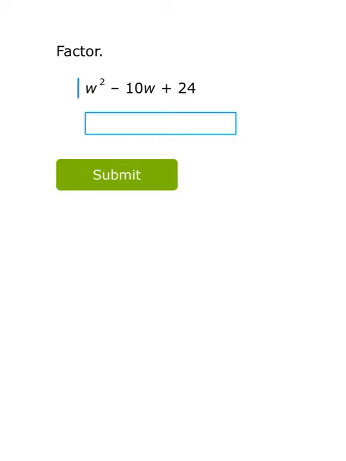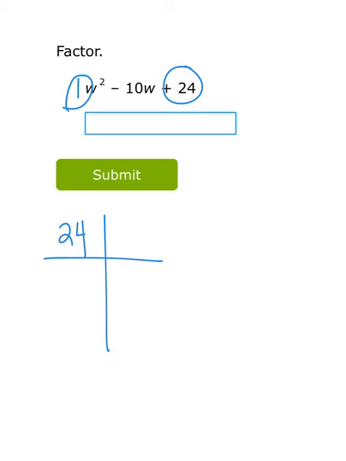So once again, my leading coefficient is a 1. So we don't have to do the box method. I can just multiply 1 and 24 together. So I'm looking for the factors of 24 that add up to the middle sum of negative 10. Alright, so let's start thinking of some factors of 24. 1 and 24, but that's not going to add up to 10. Maybe 2 and 12.